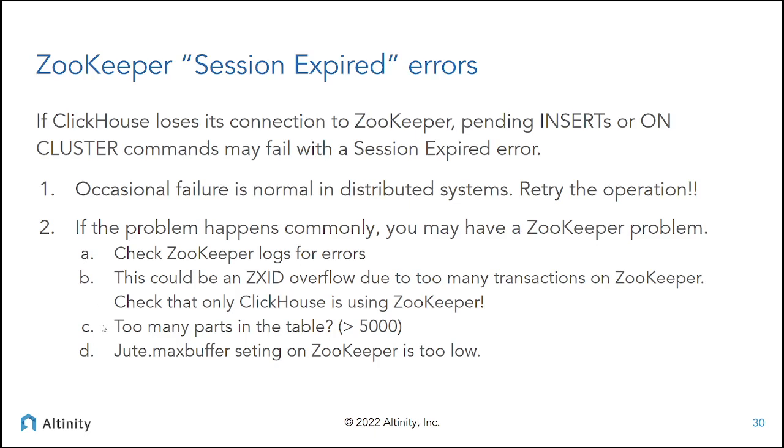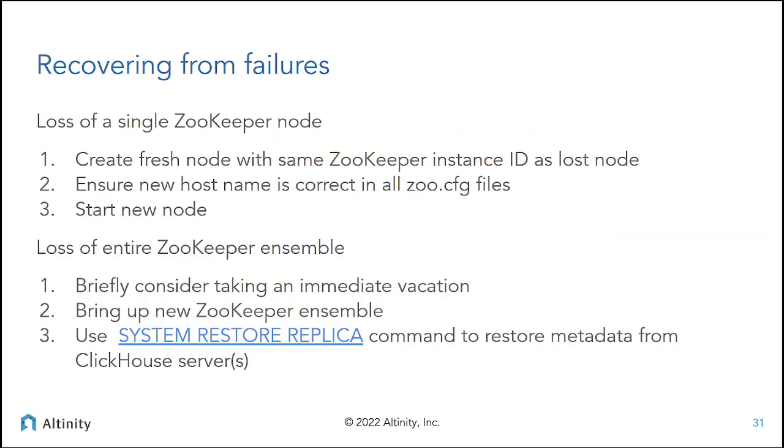These are two things that can cause Zookeeper to overflow. You could have too many parts in the table. This can happen when there's just too much load because you have a huge number of parts. And then there's a setting called Jute max buffer. This is a specific setting that can be too small, and I believe it has to do with the size of buffers we move across. If that setting is too low, you can also have connections fail. So these are just things that you can go look at, and that will get you past that error.